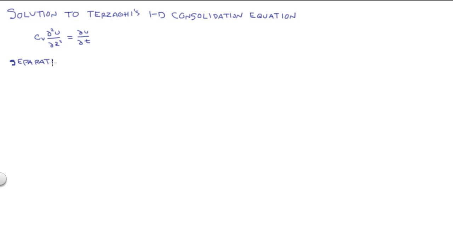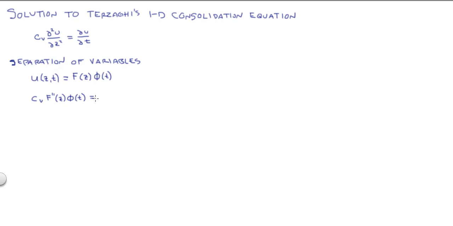All right, so let's look at the solution to Terzaghi's one-dimensional consolidation equation. We're going to use separation of variables here to solve this partial differential equation. So we'll assume that the pore pressure as a function of z and t can be represented by functions that are only a function of depth, f of z, or a function of time, phi of t.